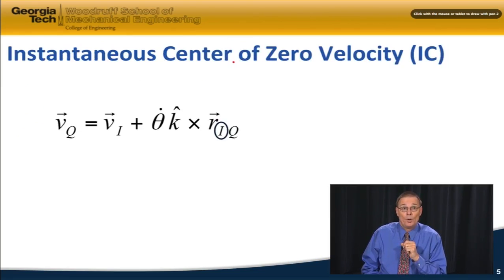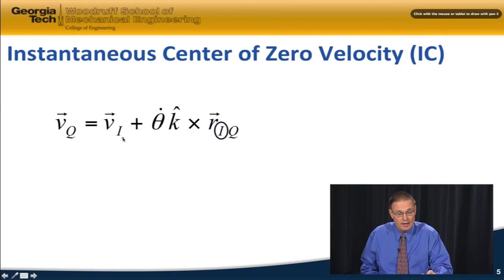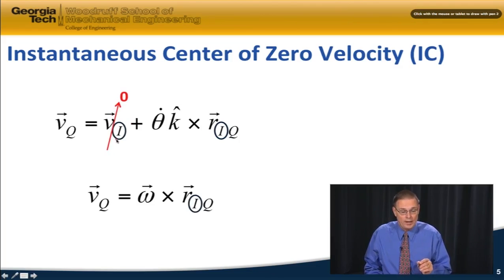So let's start with our relative velocity equation between 2 points. In this case now we're going to go between the IC and point Q, looking at the rotational angular velocity of the body and a position vector from the IC to Q. But by definition, the IC has zero velocity, and so this term goes away, and we end up with the velocity of any point on the body is just equal to the angular velocity of the body crossed with a position vector from the instantaneous center of the body to that point Q.